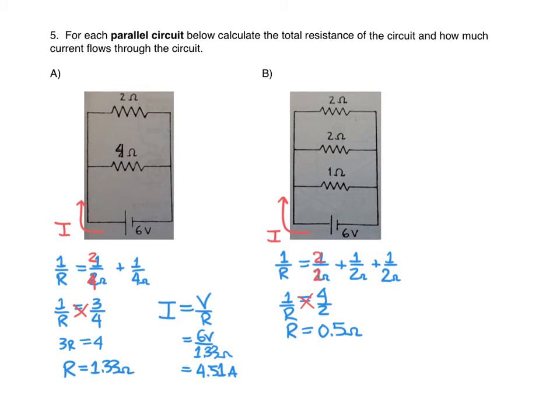Little self-check there. So now if I want to find the total current flowing through my circuit, again, Ohm's law, and now I'm going to have 6 volts over half an ohm.